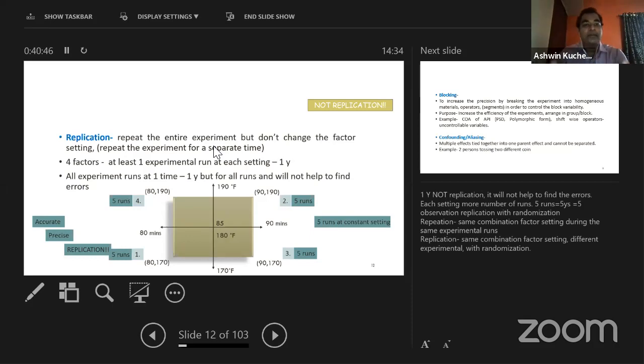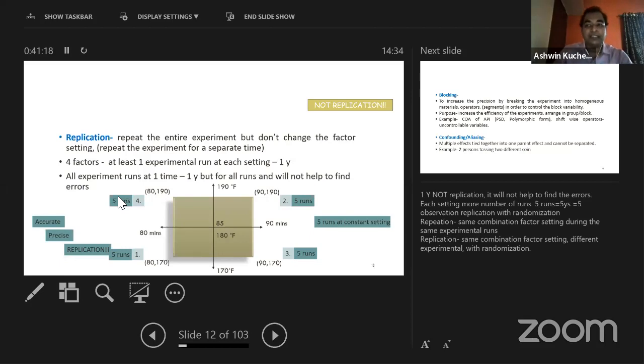To clarify between replication and repetition, I will repeat it again. Replication is repeating the same factor settings or the entire experiment without changing the factorial settings, with respect to randomization. But in repetition, the same combination of factor settings is repeated in the same experimental run at one go. It means you have to run 5 trials of one treatment continuously.